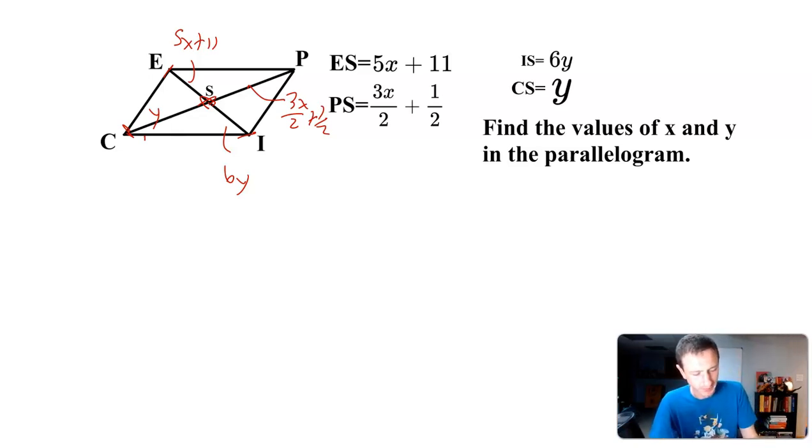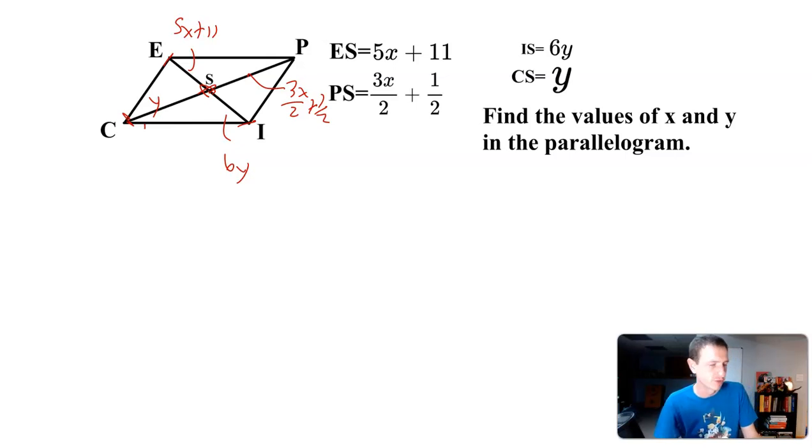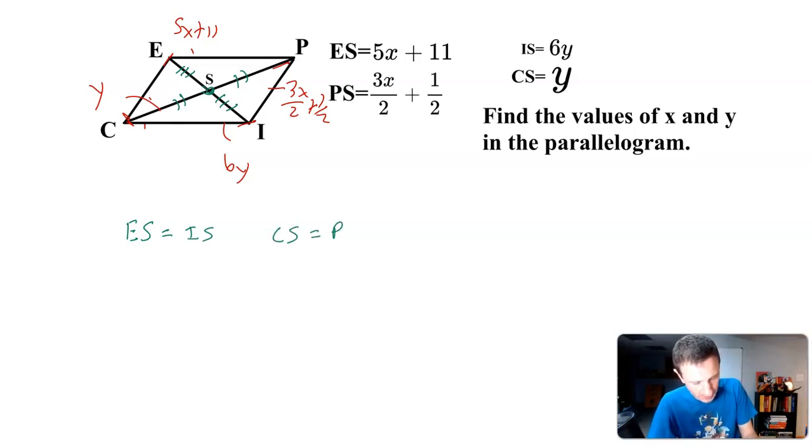All right. What's interesting about this is you have to know some information about parallelograms in order to piece this together. The first piece of information you need to remember for parallelograms is that the diagonals bisect each other. So this one and this one bisect, meaning that this is congruent to this, and this is congruent to that. So that means that ES is equal to IS, and then CS is equal to PS.